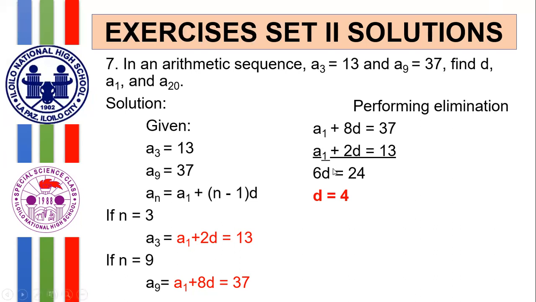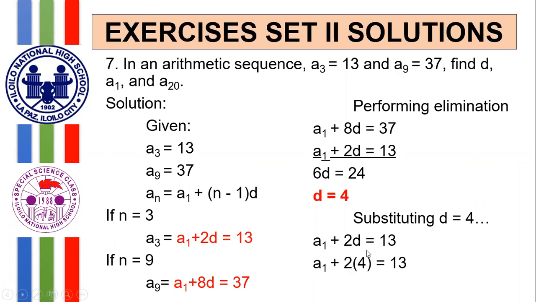In my case, I chose to substitute d equals 4 with a sub 1 plus 2d equals 13. So replacing d with 4, we have a sub 1 plus 2 times 4 equals 13. 2 times 4 is 8, and 13 minus 8 will give you 5. So the first term of this sequence is 5.